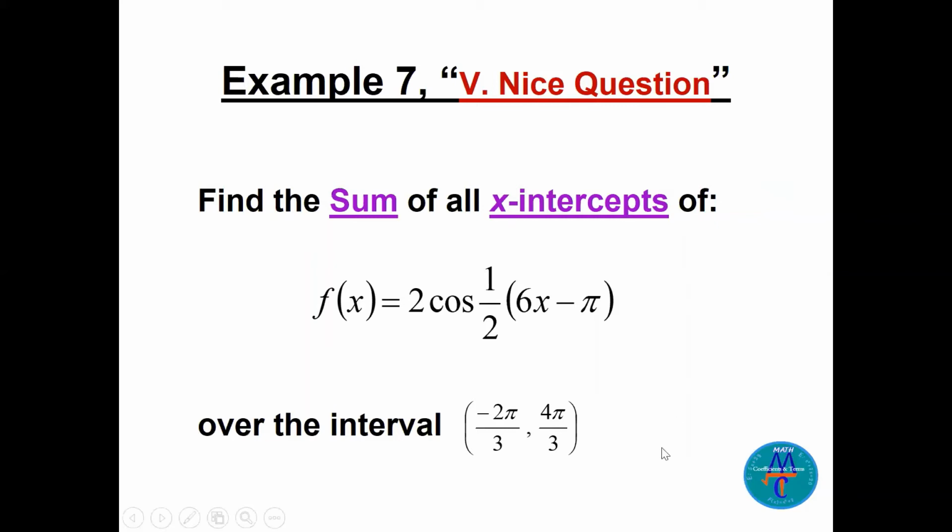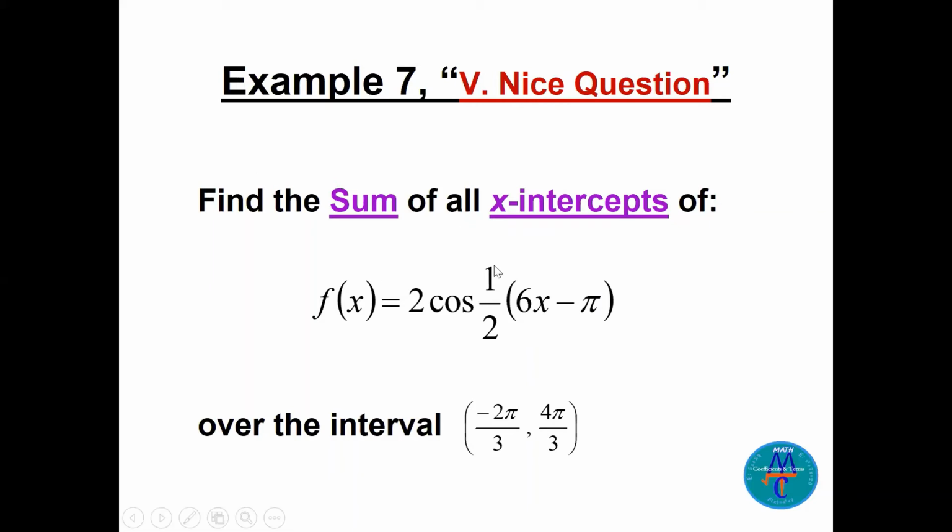In this interval, there's a condition here between minus 2 pi over 3 and 4 pi over 3. In this interval only, in the given condition, we have to find the x-intercepts. Then we will add the values. Maybe we can ask, find the number of x-intercepts, like 3 x-intercepts, or 4, or 5, or 2.